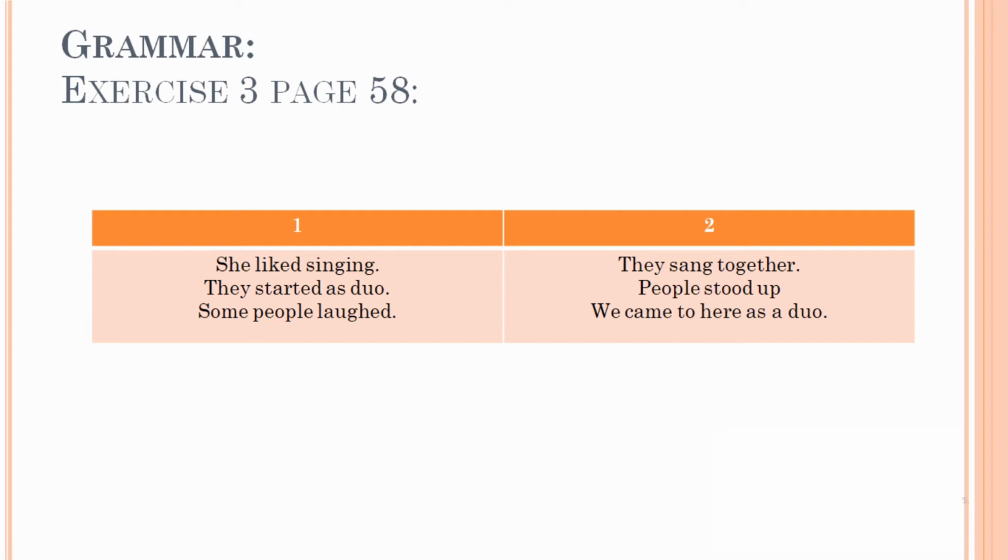So now let's go to exercise number 2. Look back at the article on page 57. Write the past simple forms of the verbs. So here we have a list of verbs. We have find, which becomes found in the past simple.